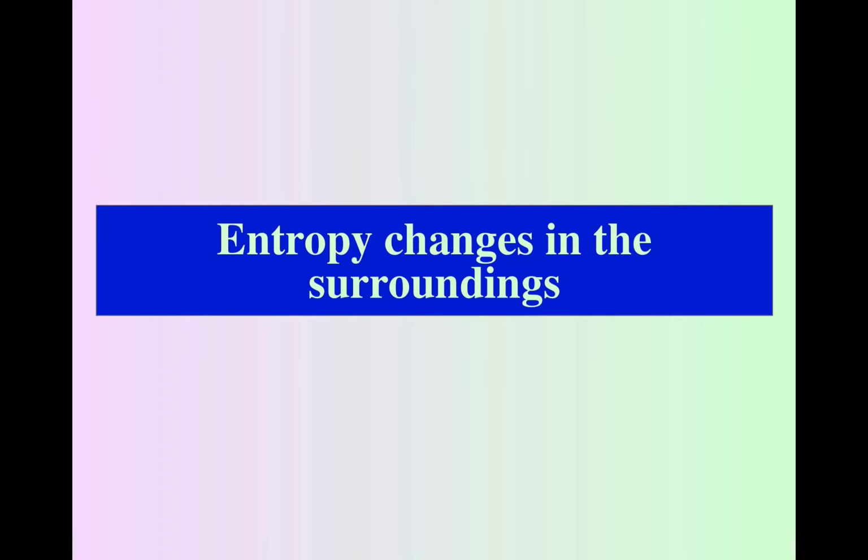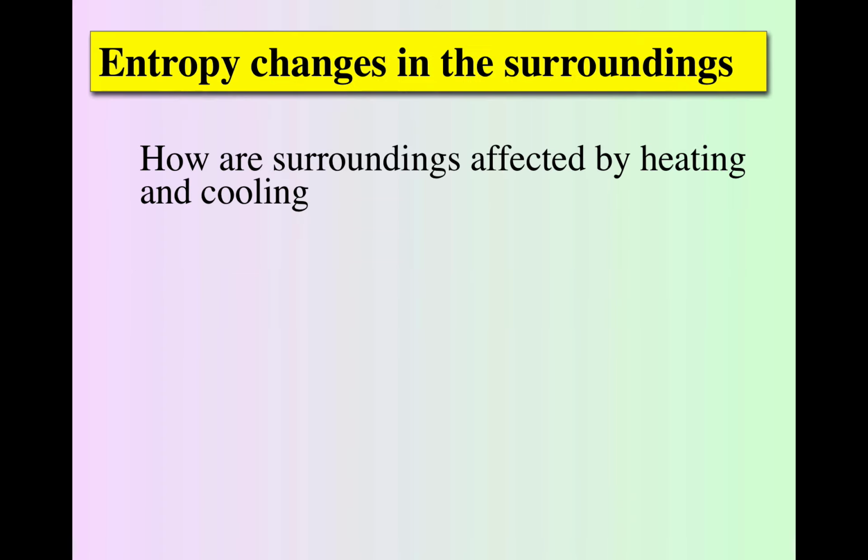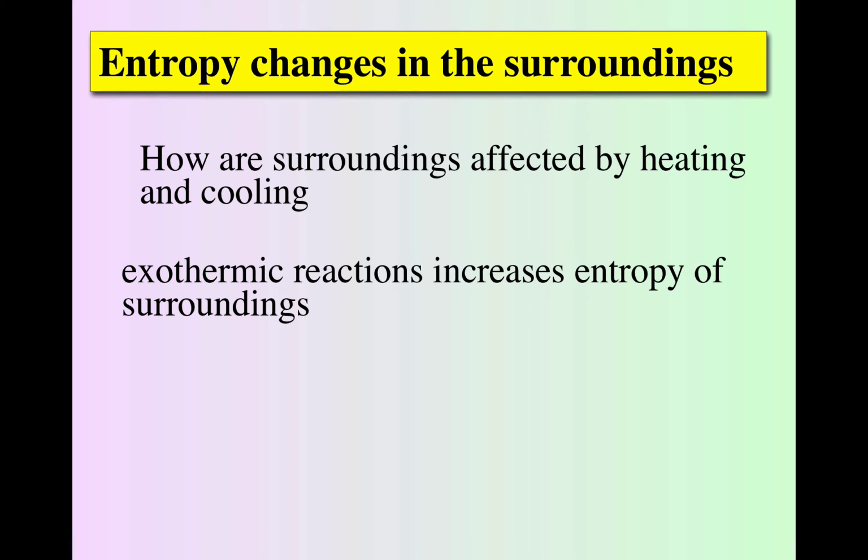All right, entropy changes with the surroundings, right? So we have to have a way of referencing how the system's changing versus what effect it's having on the surroundings. So entropy changes in the surroundings. How are the surroundings affected by cooling? Exothermic reactions increase the entropy of the surroundings.